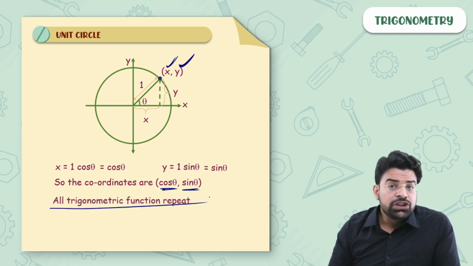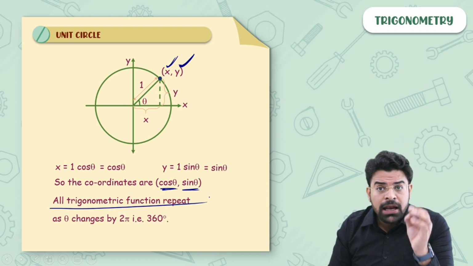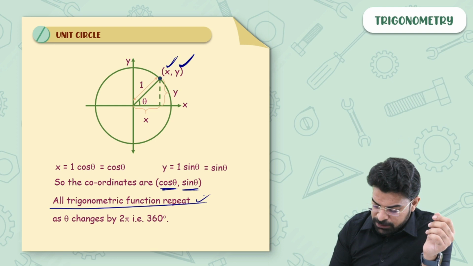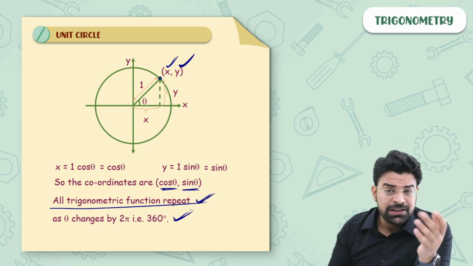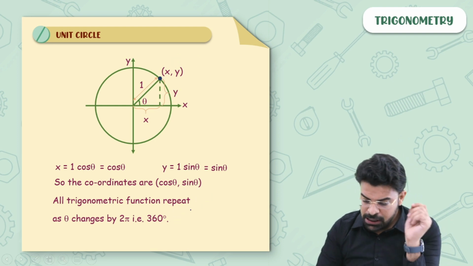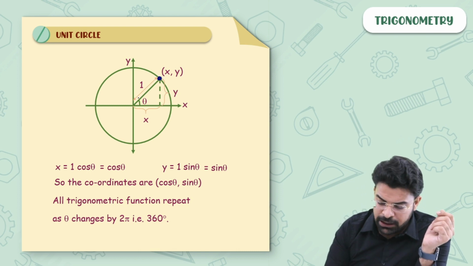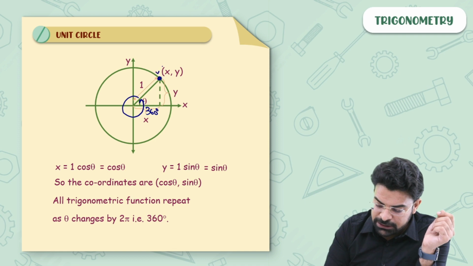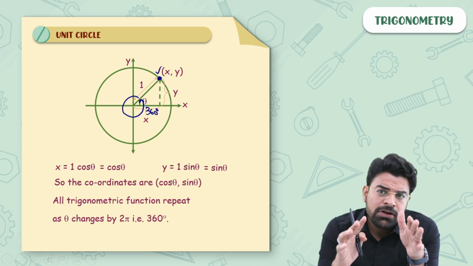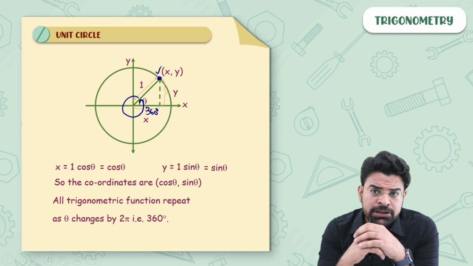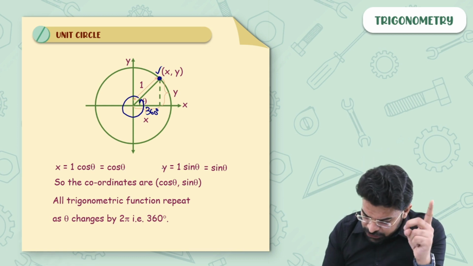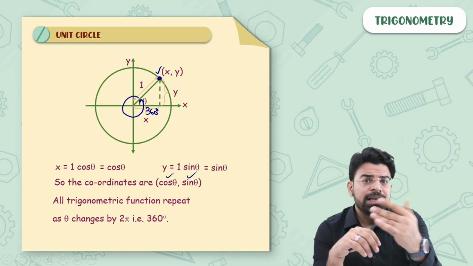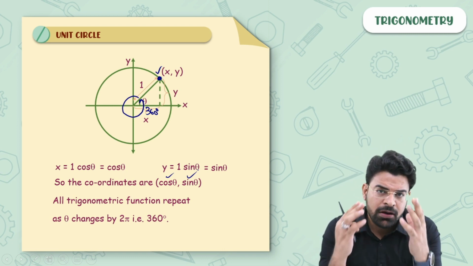All trigonometric functions repeat themselves after an angle of 360 degrees. What is the meaning of this statement? All trigonometric functions repeat themselves after an angle of 360 degrees, which is nothing but 2 pi. If the particle starts from here and goes around the circle once by an angle of 360 degrees, it will be at the same point. If the particle is at the same point, its x and y coordinates will be the same. If x and y coordinates are the same, then cos theta and sine theta will be the same. If cos theta and sine theta are the same, it means that all the 6 trigonometric functions will have the same value.